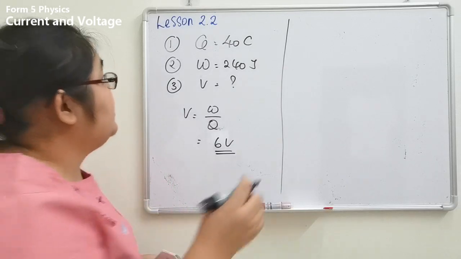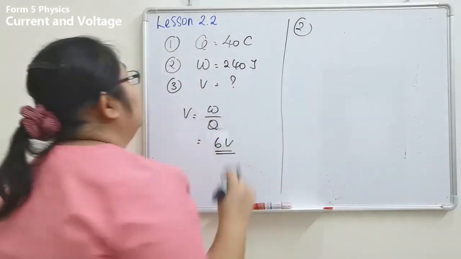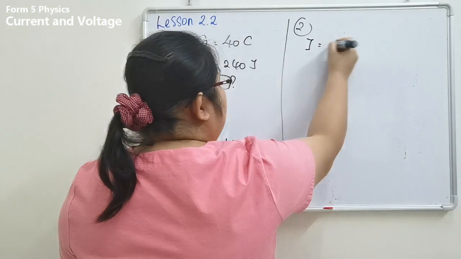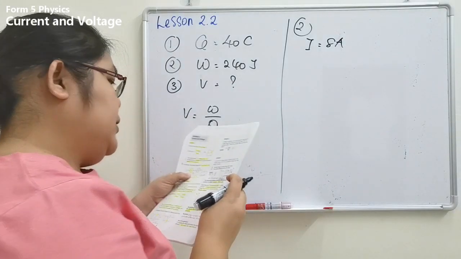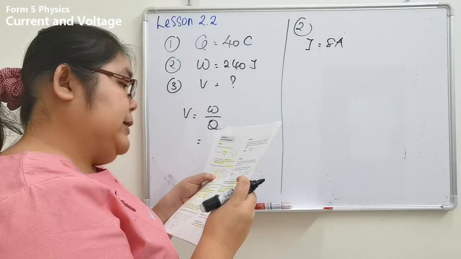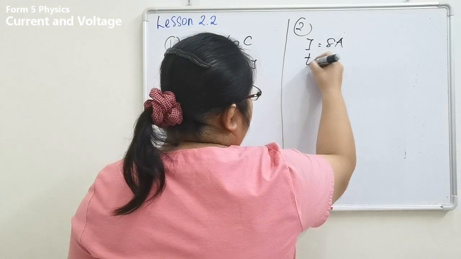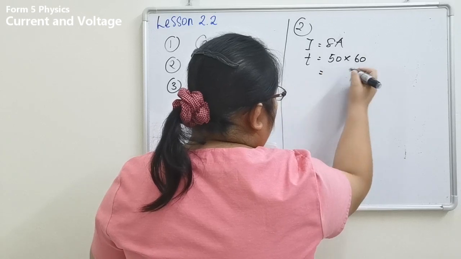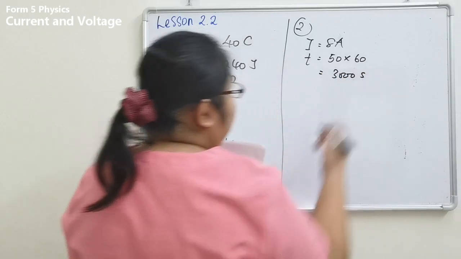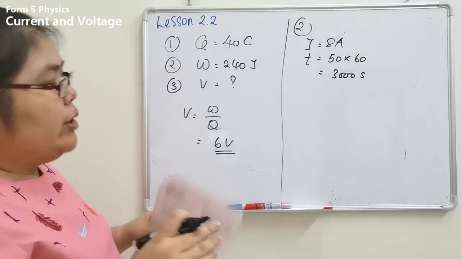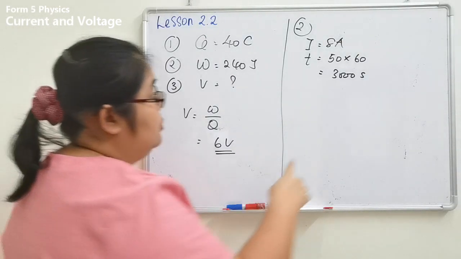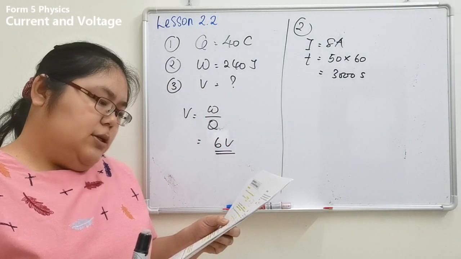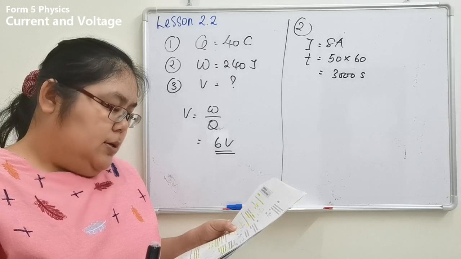Then example 2. Okay, we see here example 2, the info: current, 8 ampere. Okay, the next one, flowing through the electric heater for 50 minutes. Time taken, 50 minutes, convert to seconds, 3000 seconds.